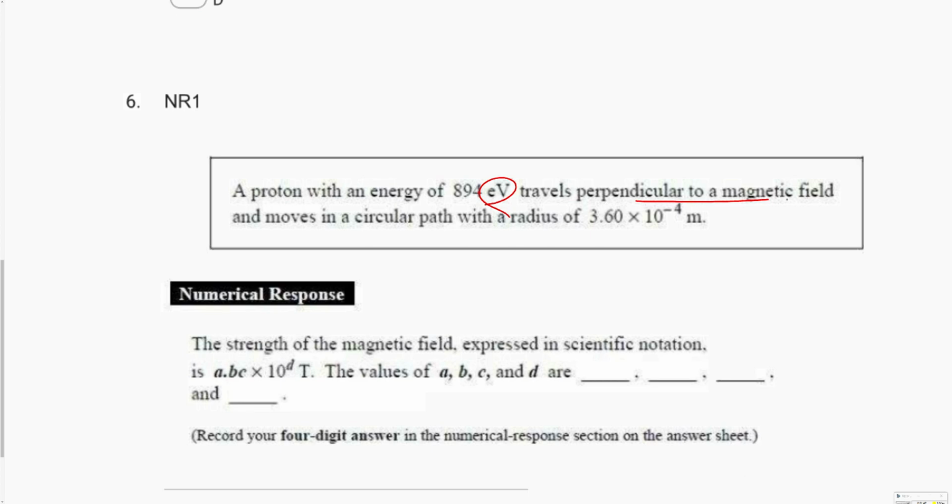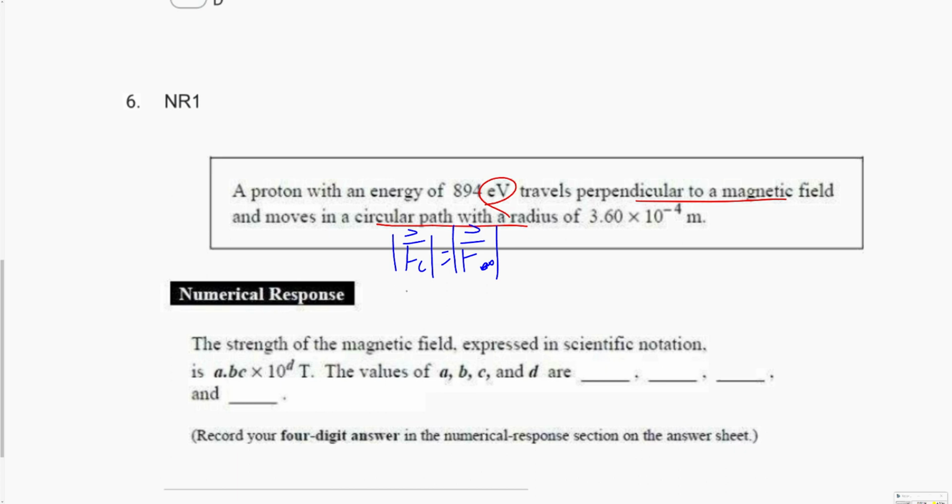As soon as I see perpendicular to a magnetic field with a circular path, the first thing that jumps out to me, at least, is FC equals FM. That's what I always think here. That doesn't mean I'm necessarily going to do that, but when I see a charged particle moving in a circle and I'm given the radius or looking for the radius, this is usually where I start. So let's do that here.